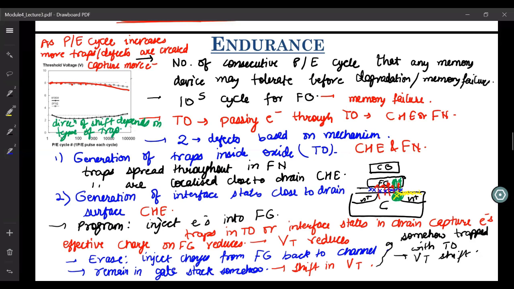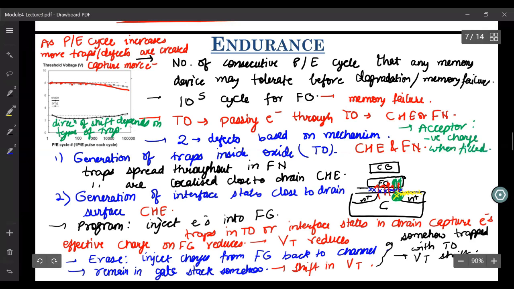So what are the possible traps that we have? We have two types of traps. One is acceptor type traps. The property of acceptor type traps is they become negatively charged when filled.